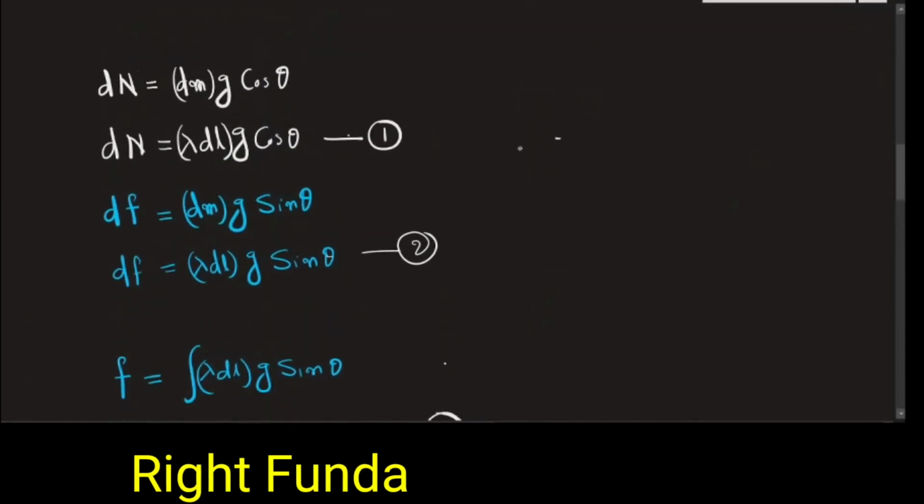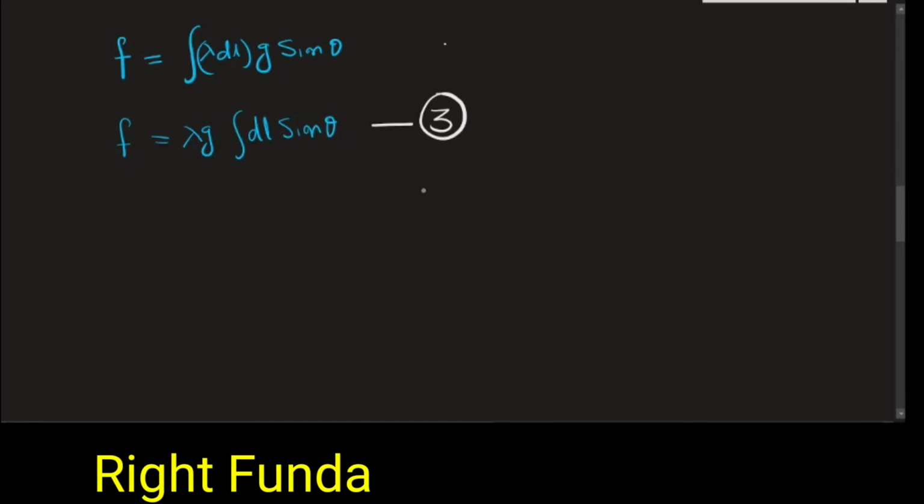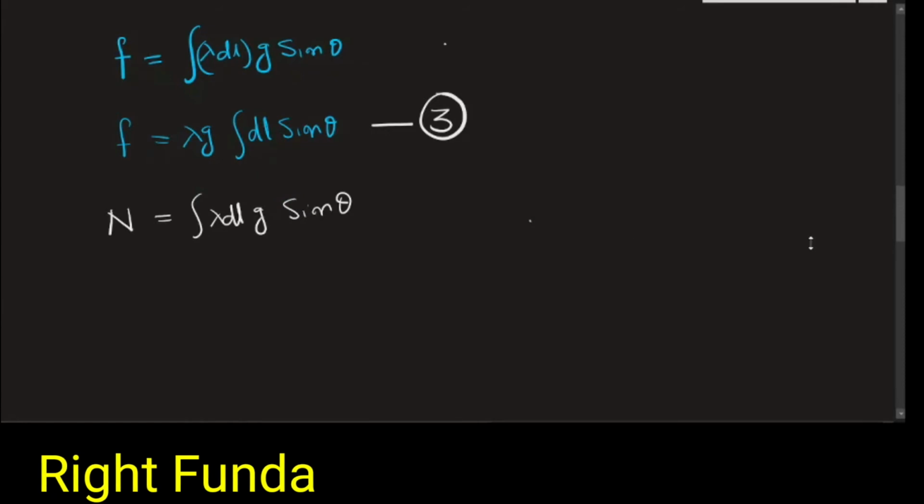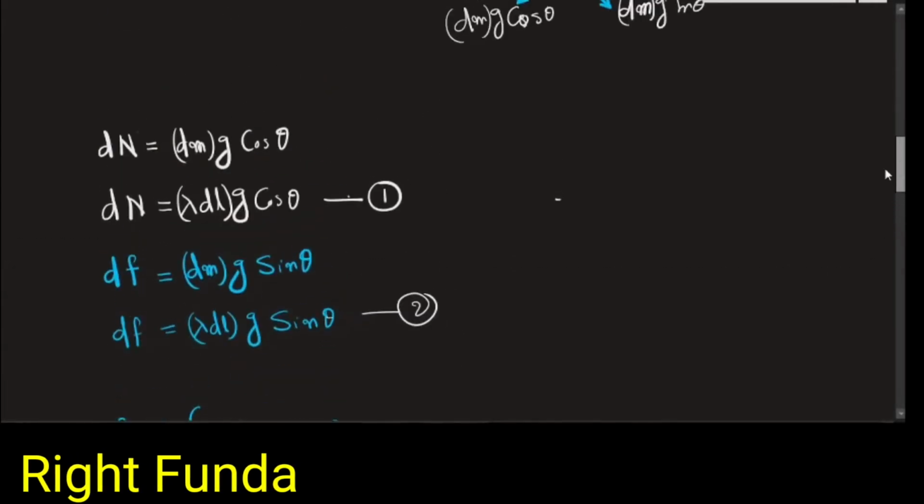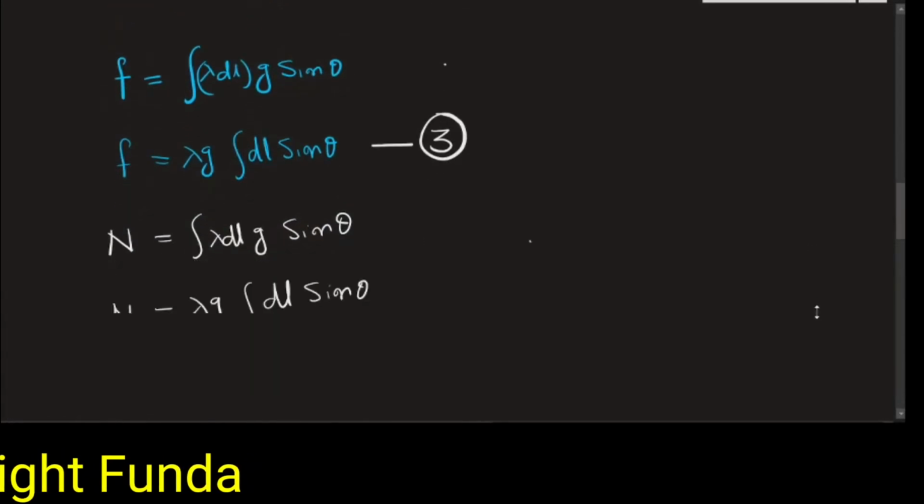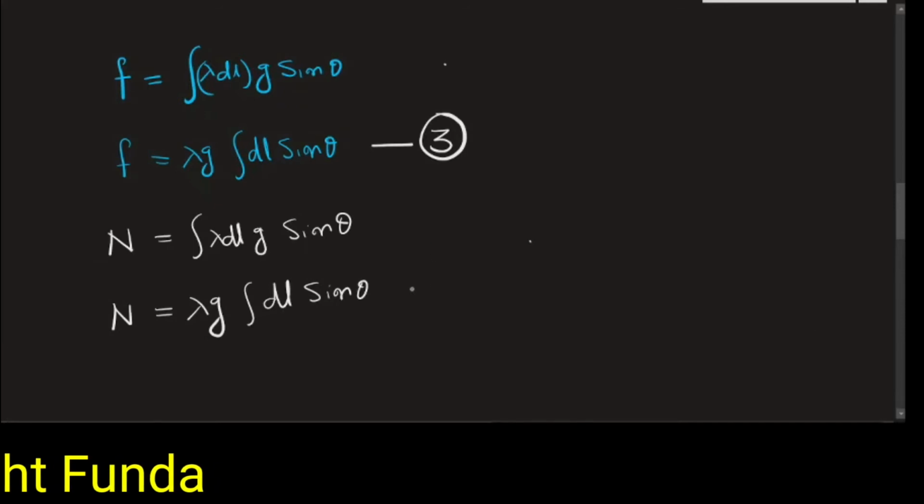But for the time being, there is a dN also. Let's calculate the total normal direction force at any element also. The total normal direction force on the whole element, I can get by integrating equation number one. This is dN. We integrate equation number one, then we get this. And if I take lambda and g as constant quantities outside, then I get this equation. Let's call this equation four.